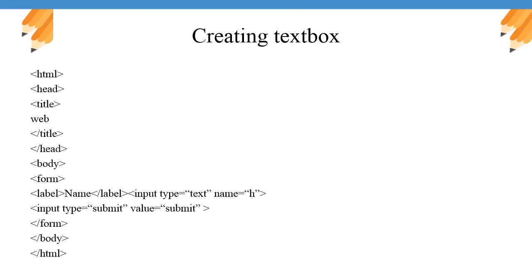If the value submit is mentioned, then that value submit is presented inside the submit button. If we mention a value like animal, then the animal value is presented inside the submit button.